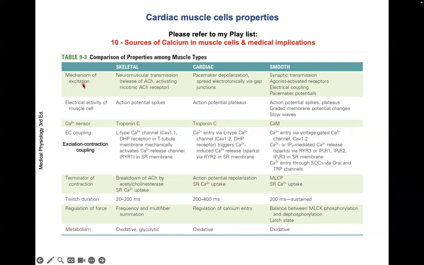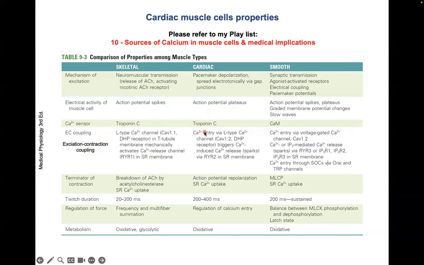Let's start with the mechanism of excitation. In the case of cardiac muscles, we have pacemaker cells, which I will discuss in a separate slide. Electrical activity of muscle cells: in the case of the cardiac muscle, we have action potentials and plateaus. The calcium sensor is troponin C.